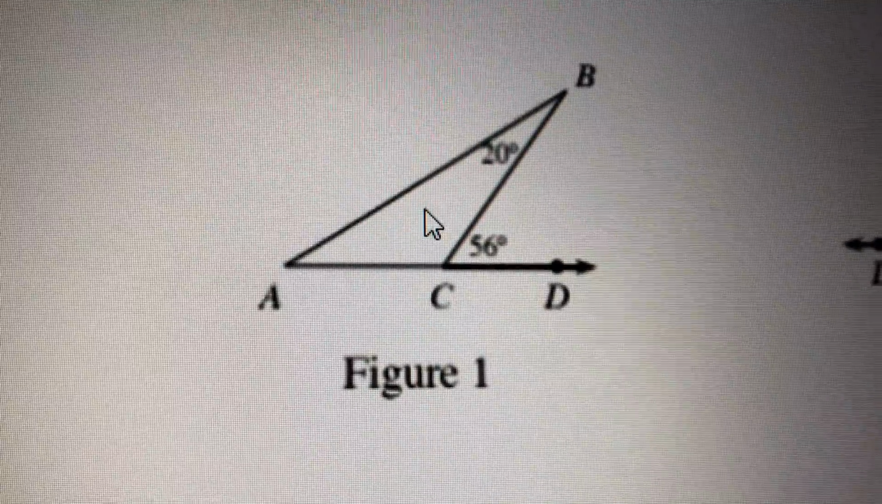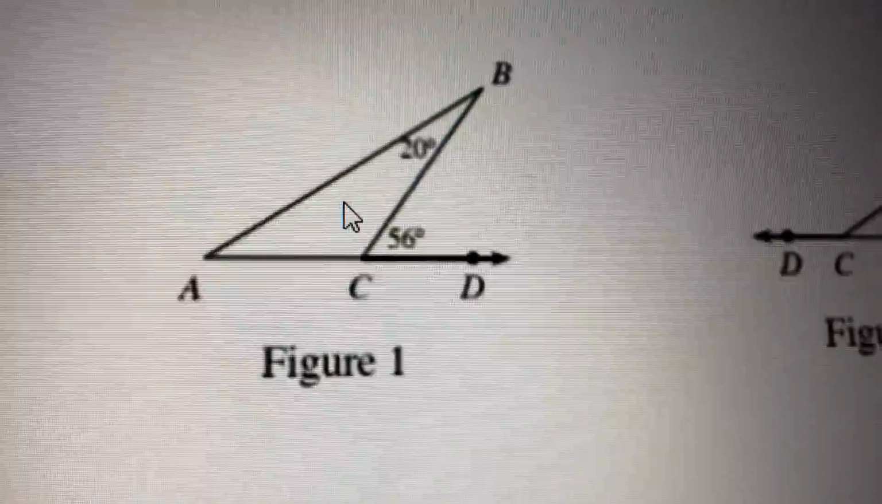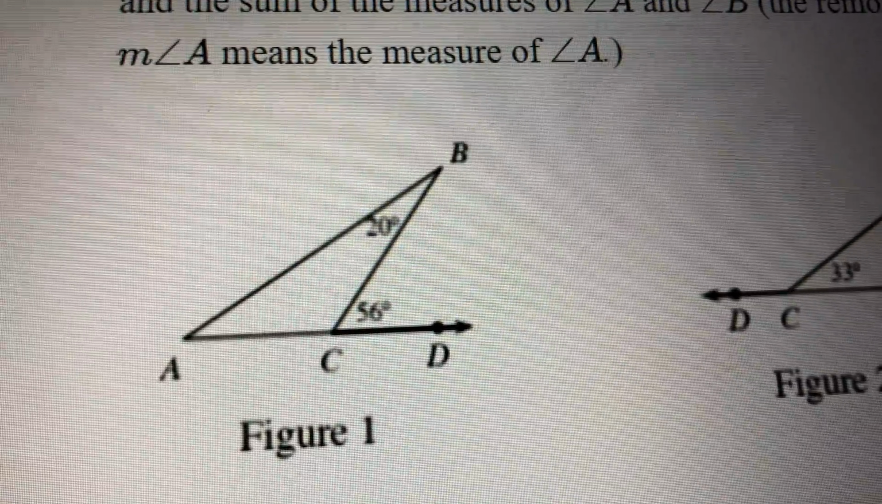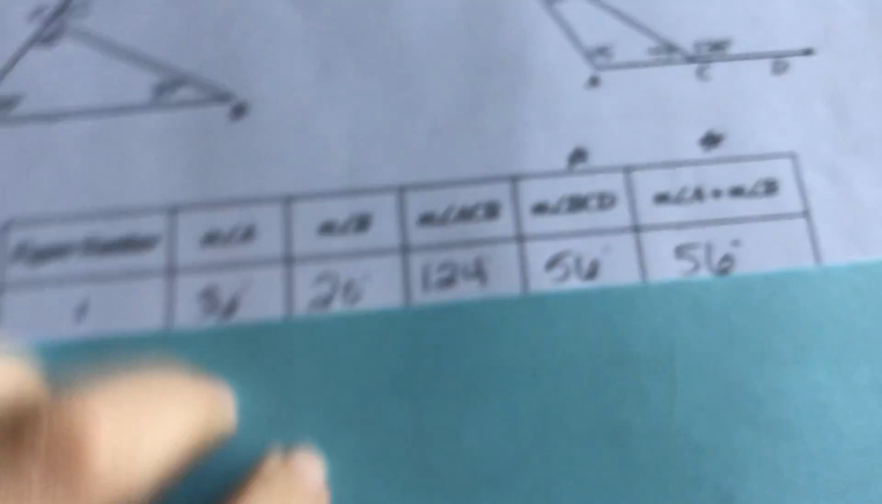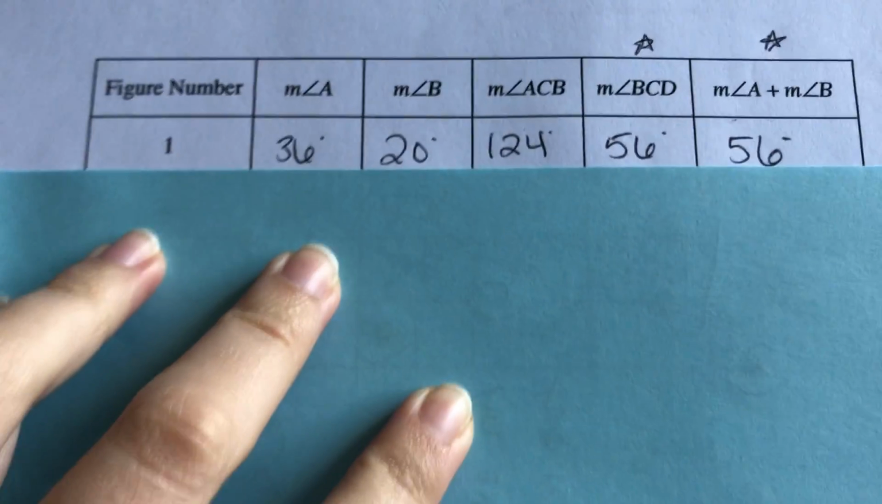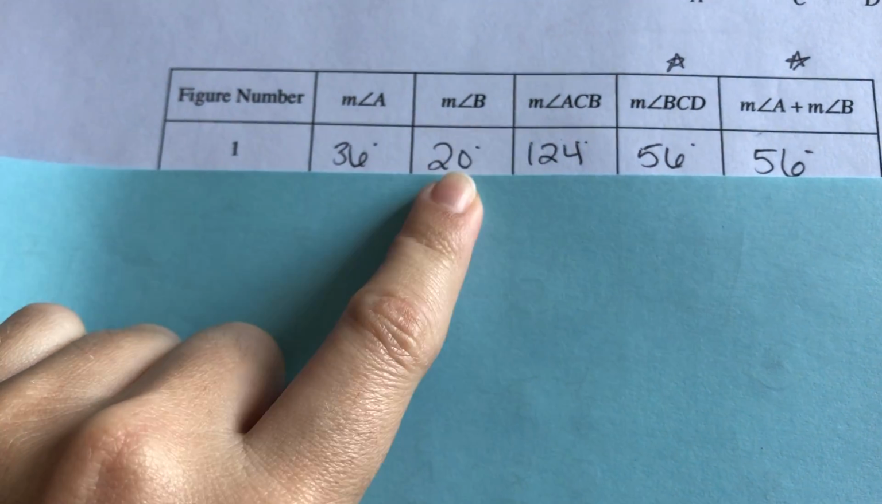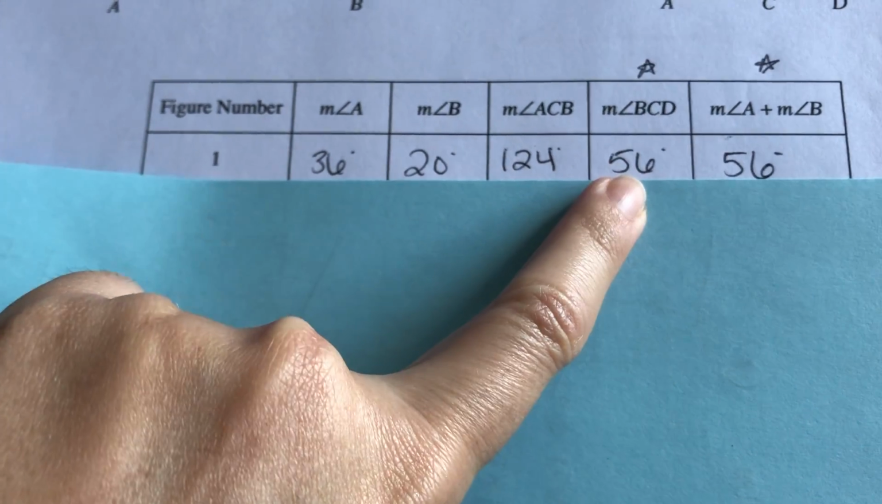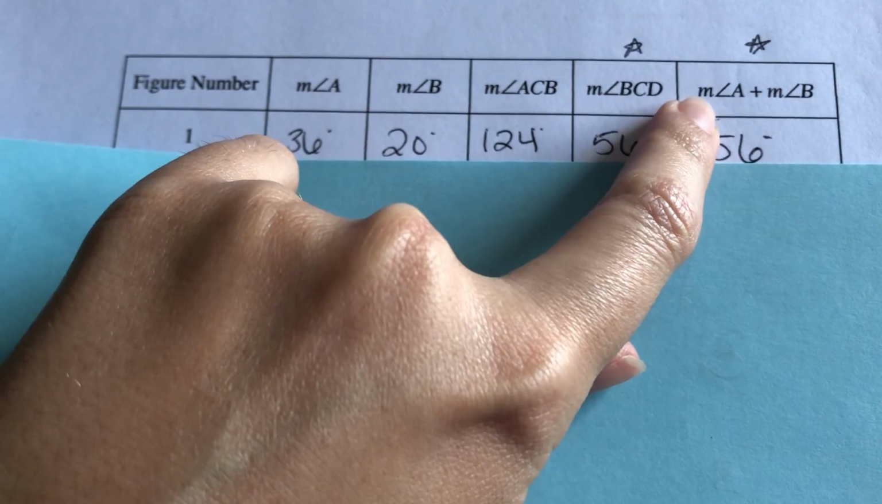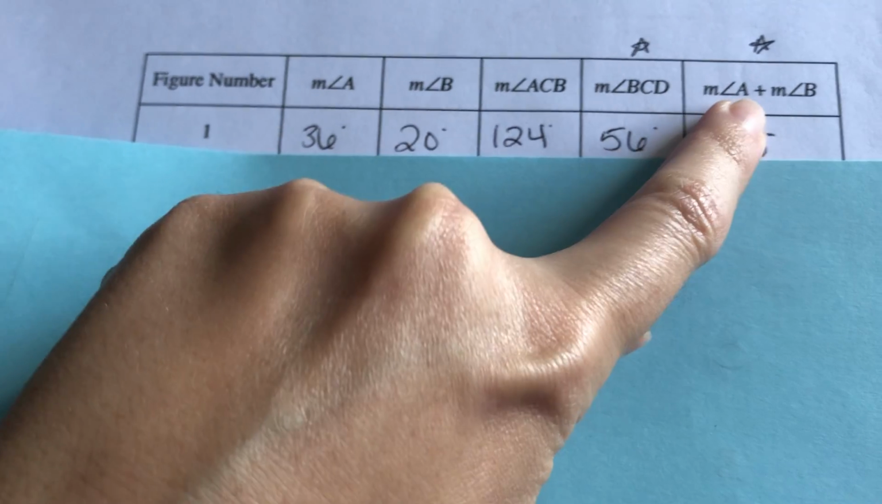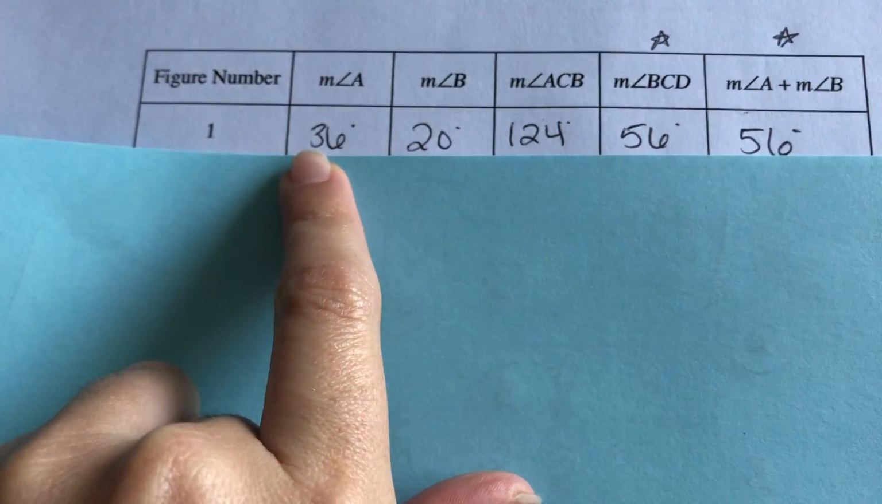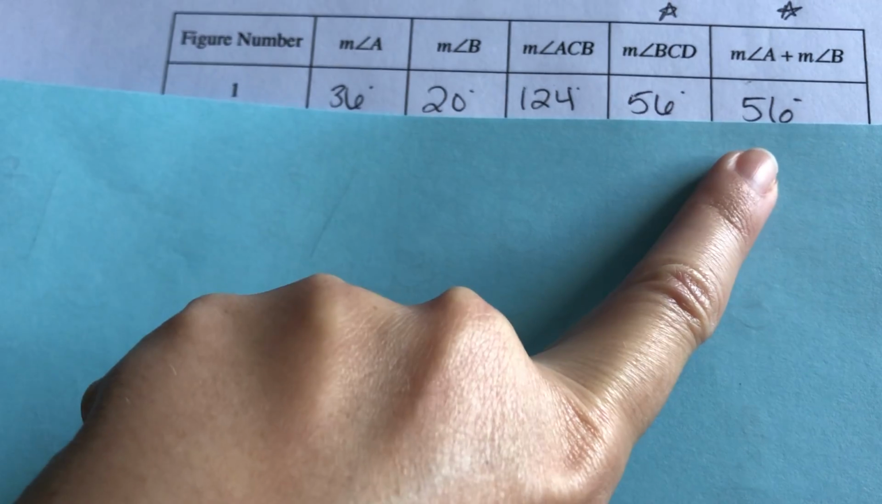Yeah. So I'll show you my first row. Ah, no. Don't look at the answers. Okay, there's my first row in the table. So you'll notice I have 36 degrees, 20 degrees, and 20 is what they gave us. And then we found that out, and then for the last column it wants us to measure the measure of angle A plus the measure of angle B. So I just added angle A and angle B and got 56.